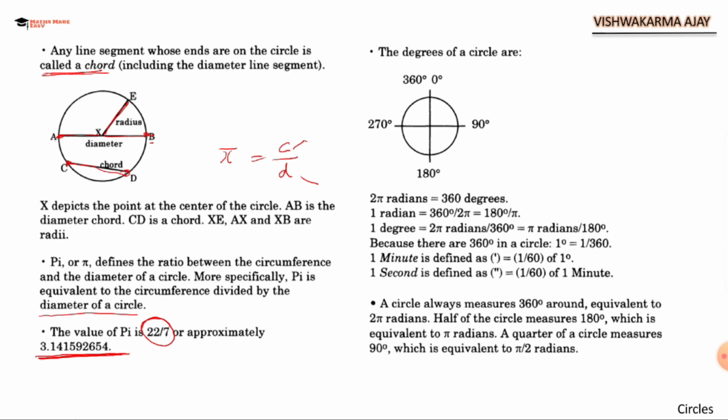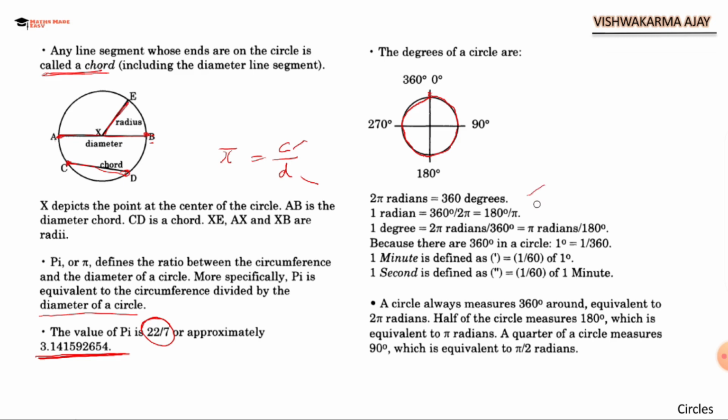The degrees of a circle start at 0 degree. We move in clockwise direction. So 0 degree, 90 degree, 180, 270, 360. And again 0.